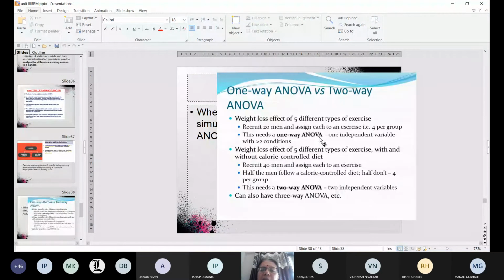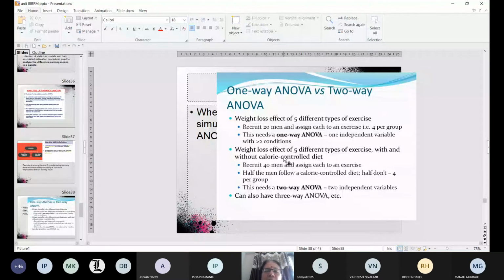Another example of one-way ANOVA is here. You have a research where you are trying to find out the effect of 5 different types of exercises on weight loss. Okay, so you will have say 20 samples, and to each sample you will assign an exercise. Now you will divide the samples into groups because 5 different exercises are there, and each group will be assigned a different exercise. So this is called one-way ANOVA. You have one independent variable with more than 2 conditions.